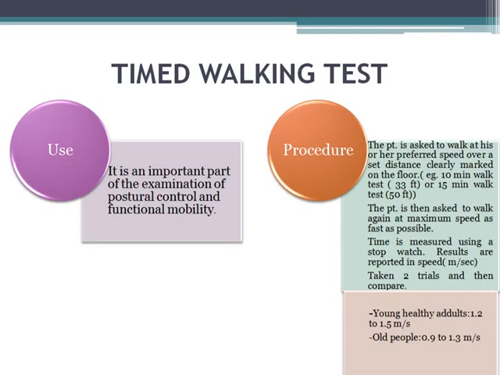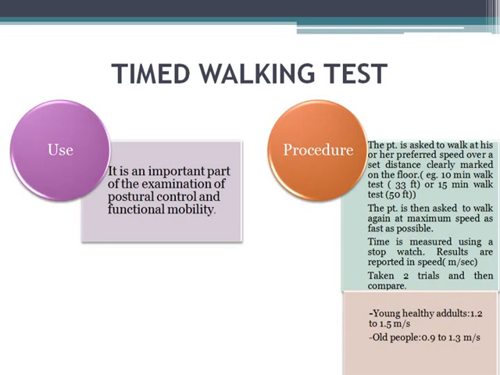The patient is asked to walk at his or her preferred speed over a set distance, clearly marked on the floor, for example the 10-minute walk test. If we are measuring distance, it is 33 feet or 50 feet, and if we are measuring time, it is 10 or 15 minutes. The patient is then asked to walk again at maximum speed, as fast as possible. Time is measured using a stopwatch. Results are reported as speed in meters per second. Two trials are taken and then compared.